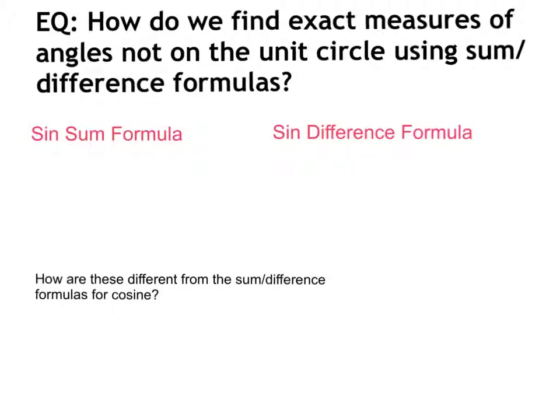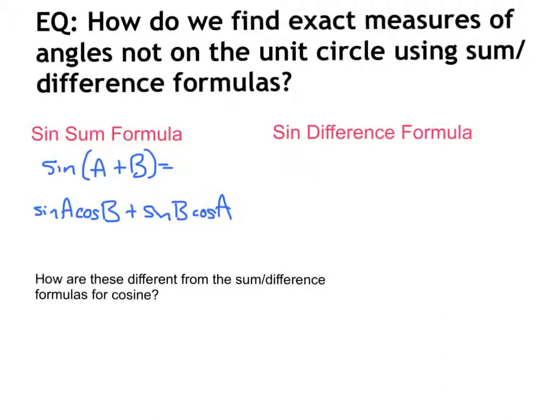The sum formula, so the sine of a plus b, these are angles, a plus b, is equal to the sine of a times the cosine of b plus the sine of b times the cosine of a. So we're still taking a sine of each angle and a cosine of each angle, but they're in a different order than the cosine sum rules.